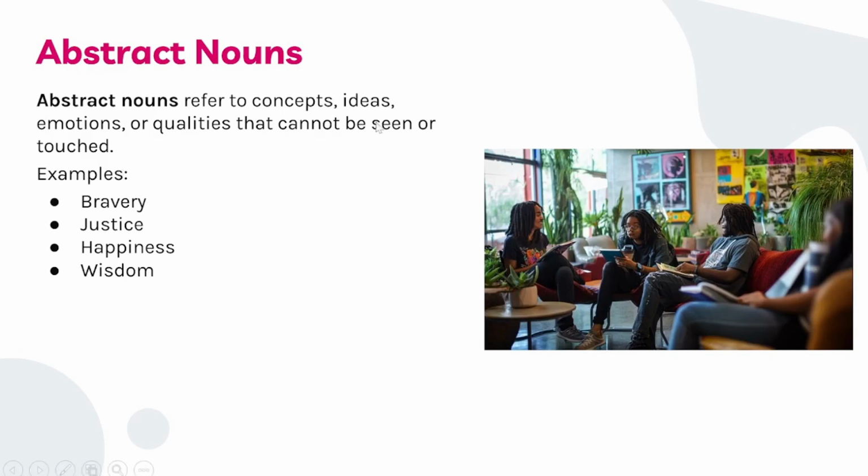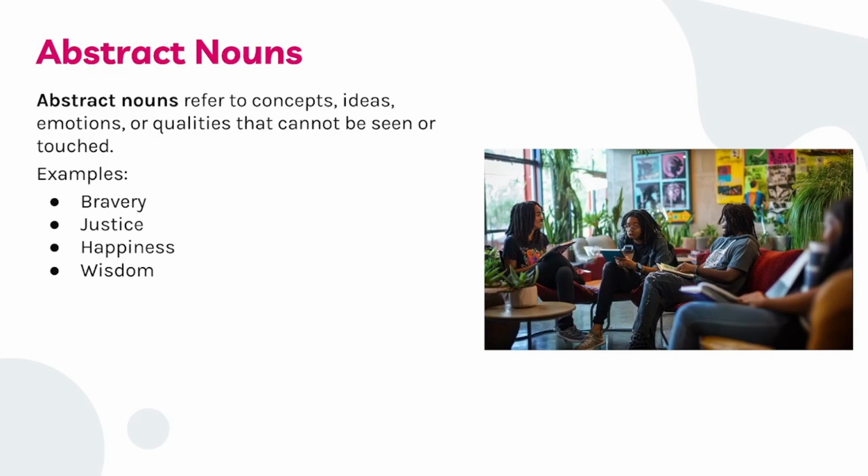Now, when you talk about abstract nouns, it's the opposite of that. Abstract nouns refer to concepts, ideas, or emotions or qualities that cannot be seen or touched. You cannot see it. You cannot touch it. That's abstract. You only feel it. You say, I feel pain. I feel happiness. She's sad today. You know?